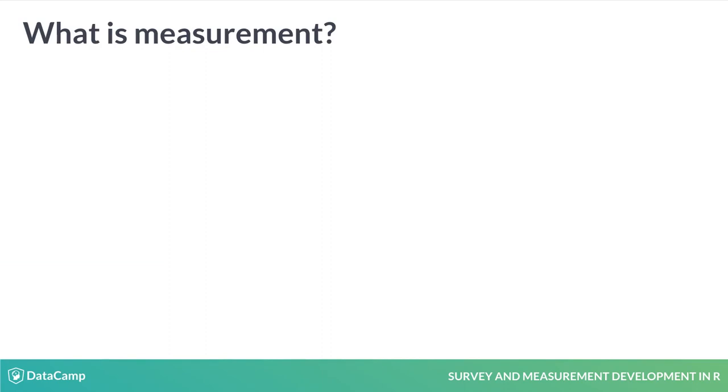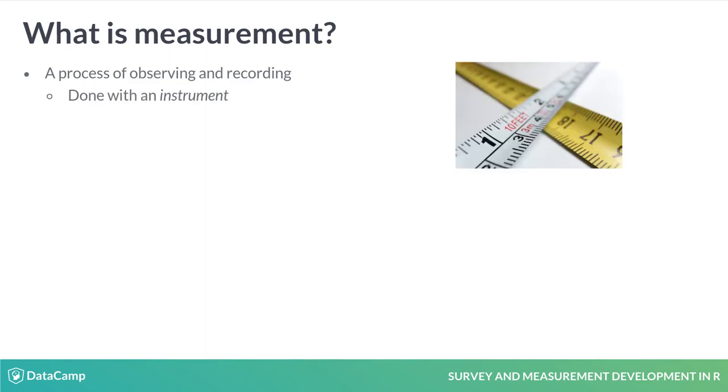We can define measurement as the process of observing and recording. To do that, we generally need some kind of tool or instrument. Consider, for example, a ruler. It's a tool we use to measure something, height. Of course, measuring something like consumer brand perceptions is a little trickier than measuring height.